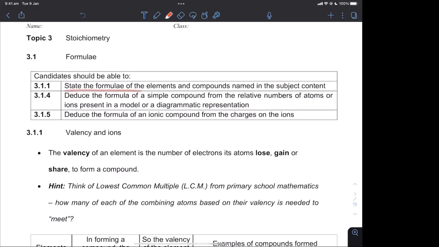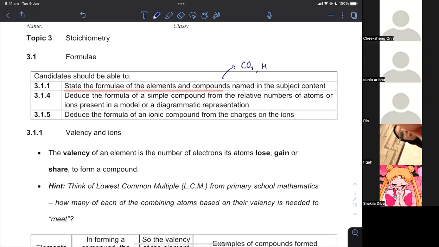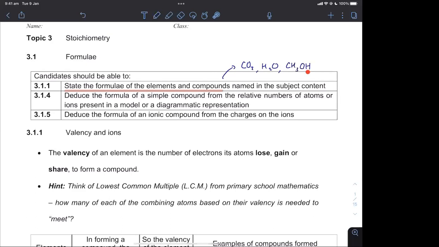You should be able to state the formula of the elements and compounds, because some elements are diatomic, like O2, N2, H2, whereas some common compounds include CO2, carbon dioxide, and H2O. Then you have all those things from your covalent bonding topic, our syllabus learning objective from the last topic: CO2, H2O, CH3OH, C2H4, and many more. And the elements stated in the previous topic: H2, N2, O2, etc. Those are just the formulas of elements and compounds as stated in the covalent bonding topic learning objective.